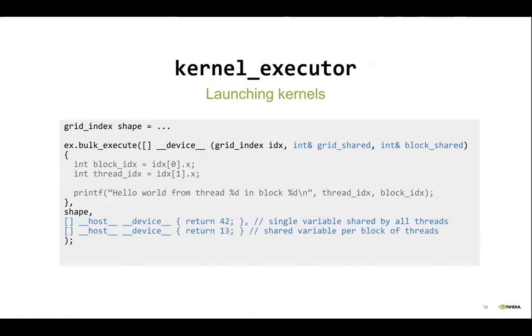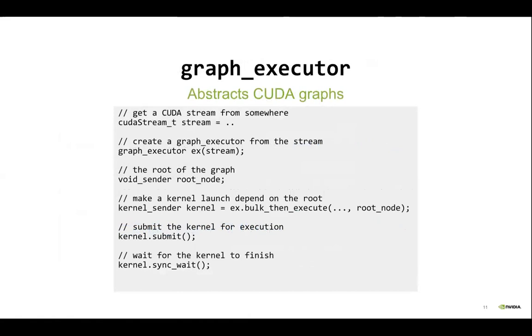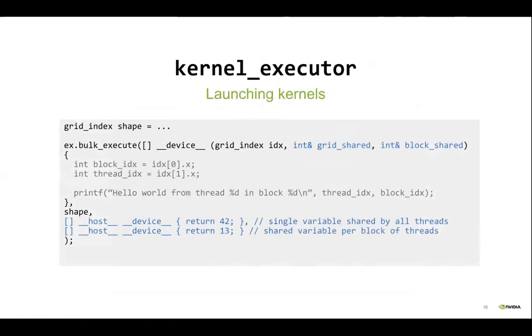So for example, the grid shared variable would go into global memory that's dynamically allocated through a function like CUDA malloc. And then the block shared variable is going to go into that special on-chip shared memory that you can configure every time that you launch a kernel. Because the executor has information about where it's executing and how the threads are organized, it has the smarts to put these variables in an efficient place. So that's the kernel executor. It's basically just wrapping up the traditional CUDA kernel launch.